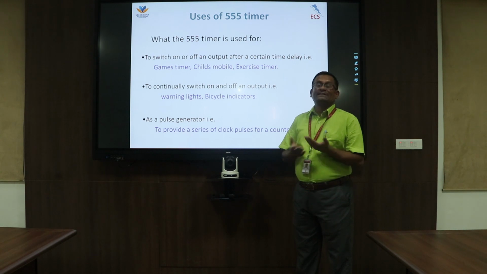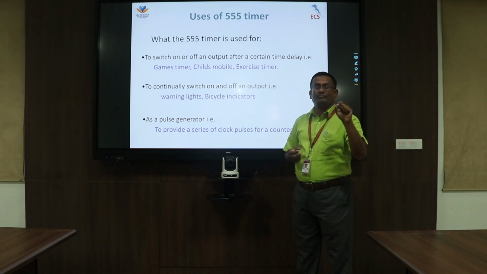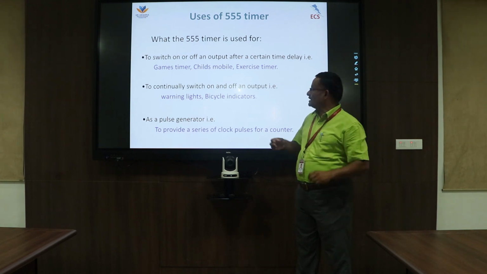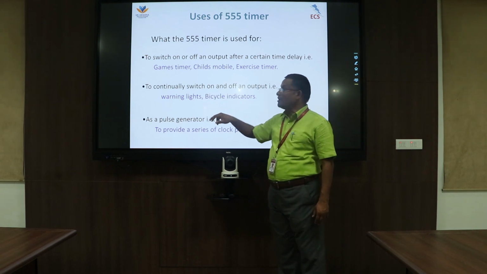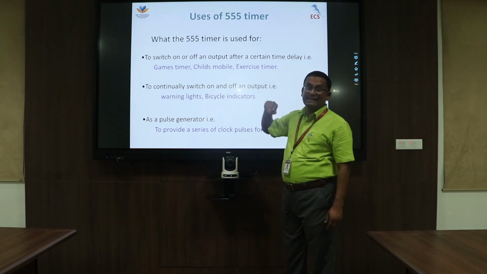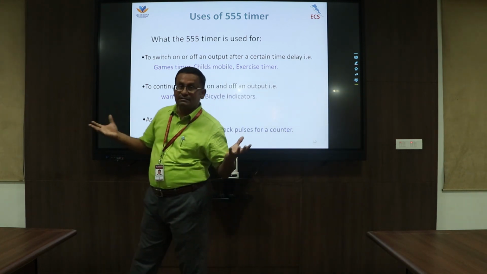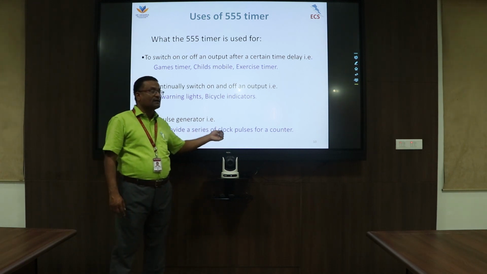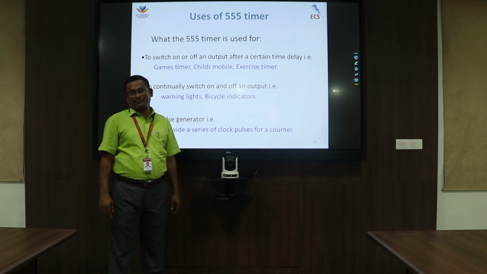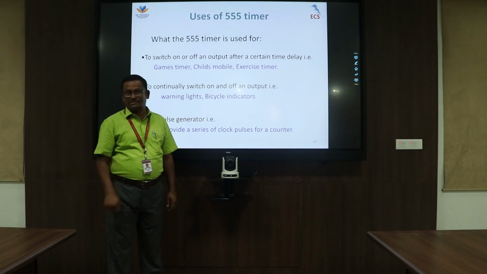During the night time after 10 o'clock, there will be no signal. So for switching the LED on and off, we can use this kind of IC 555 timer application as warning lights, and as a bicycle indicator. We can use it for running lights or disco lights. As a pulse generator, we can provide a serial clock pulse for the counter. If you want to drive the counter, you have to give the clock pulse.